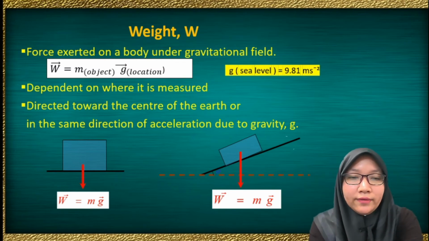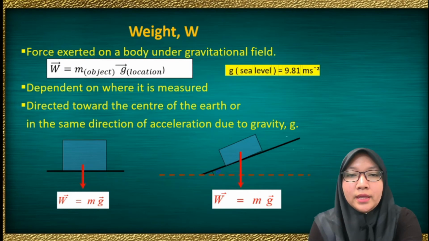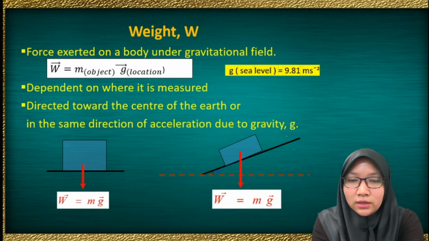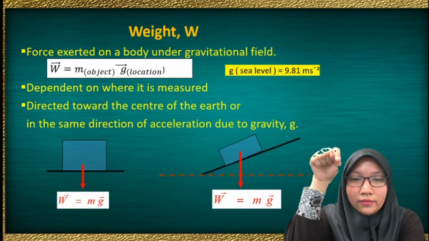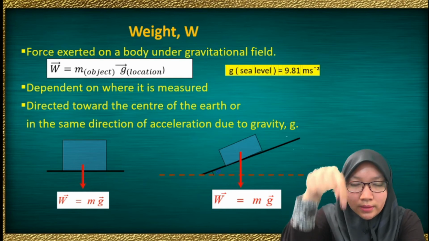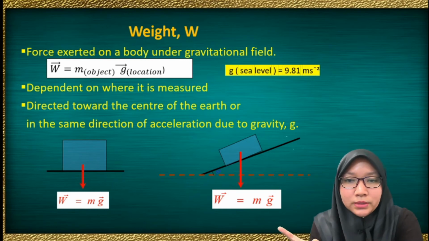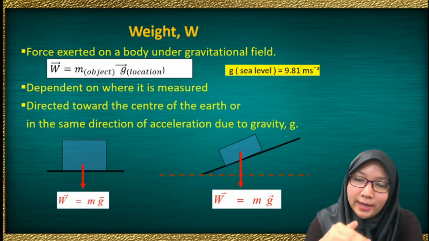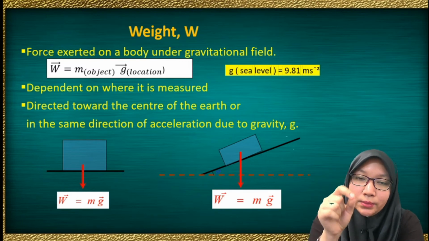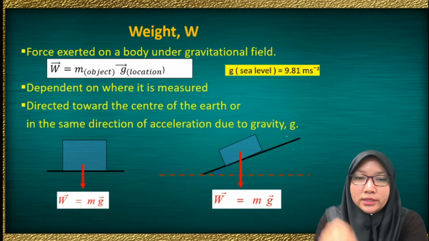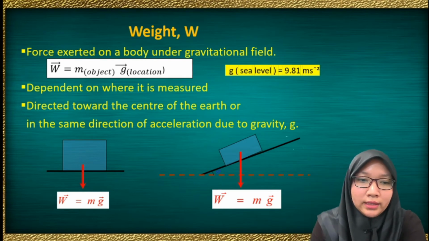Okay, if you have look at the example here, the first example where object sitting lies on the horizontal surface, the arrow still pointed downward. And where the example 2, where you have an inclined plane, the W or the weight, direction of the weight always pointed downward, which is pointing to the center of the Earth.